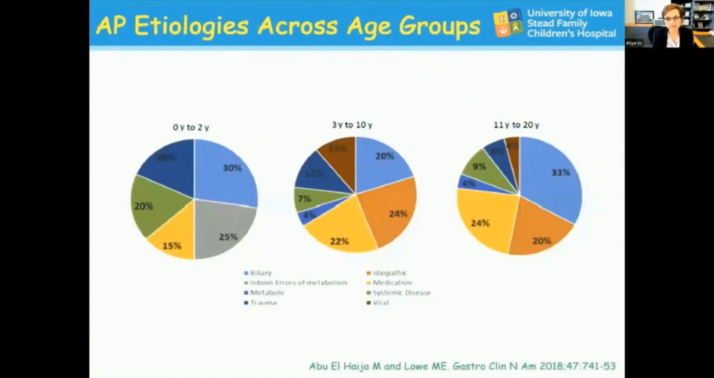And the etiologies may also be different, like in kids less than 2 years of age, we see more inborn errors of metabolism, metabolic disorders, and trauma, versus in older kids, like older than 11 years of age, think about more idiopathic etiologies, medication usage, viral infections, or systemic illness. So there is a spectrum in those patients.